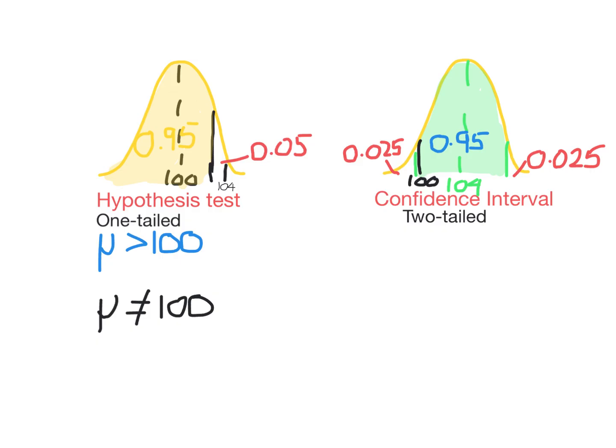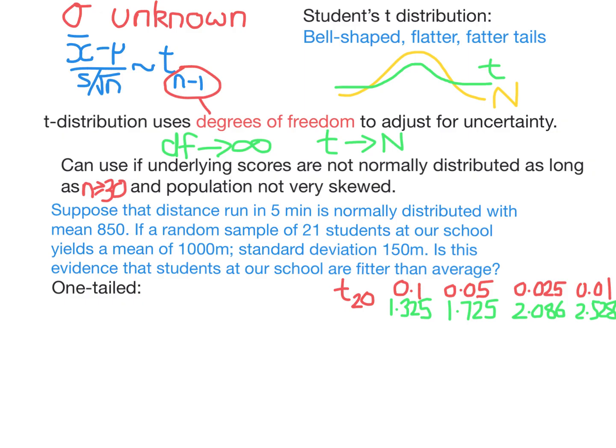Let's now look at some t-tests. So in the previous example, we knew sigma, which was the population standard deviation. But almost always in statistics, you won't know the population standard deviation, particularly when you don't know the population mean. So when you don't know sigma, we have to use a t-test instead of a z-test. Now this here, t, is another distribution called the student's t distribution.